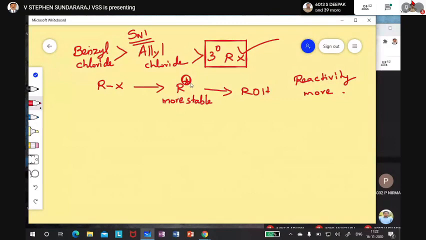Okay, note down the point. In the SN1 mechanism, the more stable the carbocation, the more will be the reactivity of the alkyl halide. Because the alkyl halide converting is the slow step, the bond breaking step. The second step, don't bother, it is very fast. Only the first step decides the reactivity. So the more stable the carbocation, the more the reactivity of the alkyl halide. Remember that. Now let me come to the allyl group.